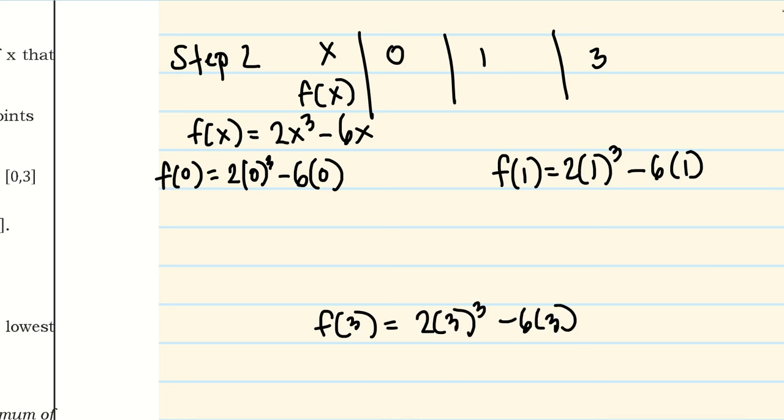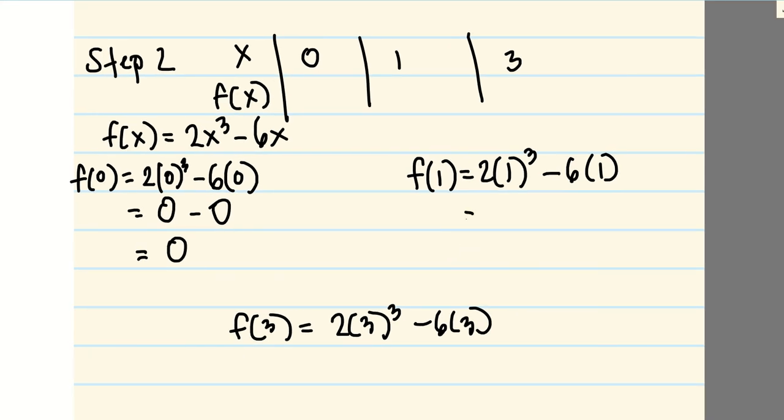So as you can see, we only replaced the x with the x value over here. So we evaluated the function. Here we have 0 to the power of 3 is 0, times 2 is 0, then 6 times 0 is also 0, so this is 0. Then 1 to the power of 3 is 1, times 2 is 2, minus 6 times 1 is 6, so 2 minus 6 is -4.